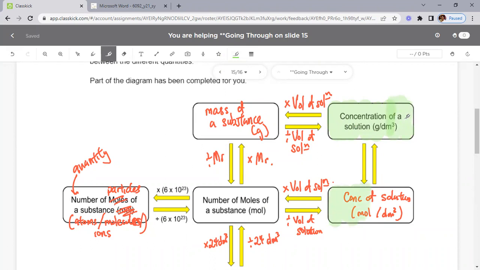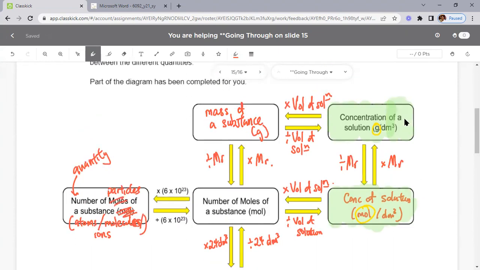Concentration in gram per dm cube to concentration in terms of mole per dm cube. What are the units to use here? You realize both of them are per dm cube. So actually my focus could just be on the grams and the mole. So instead of looking at the per dm cube, which confuses things, just think of how you can convert gram to mole and mole to gram. Gram to mole, this will be divided by the Mr. From the mole to the grams is multiplied by Mr.